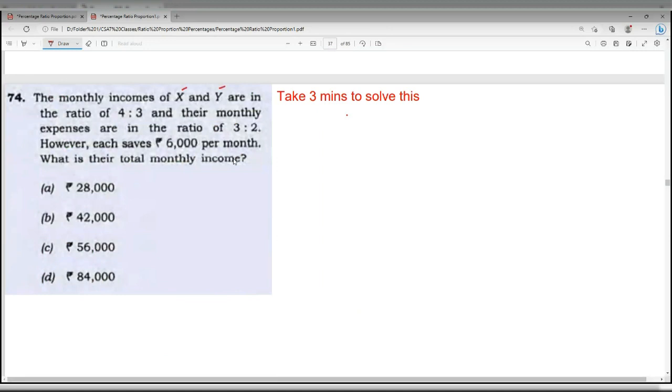So what is the question? They have said that monthly incomes of X and Y are in the ratio 4:3. Since it's in the ratio 4:3, it would be 4x and 3x. This is the income. And their monthly expenses are in the ratio 3:2. So this is expenses, and let that be 3y and 2y. And savings is, in both the cases, 6,000.